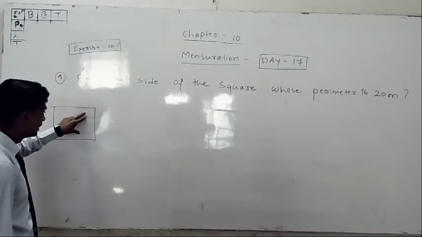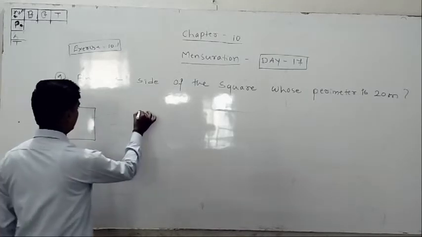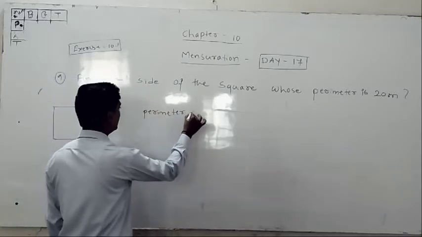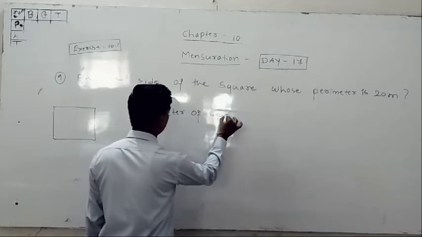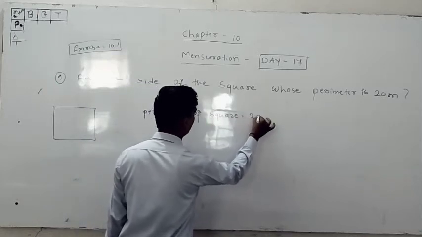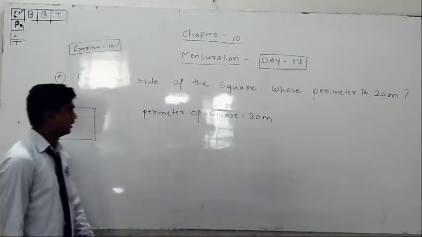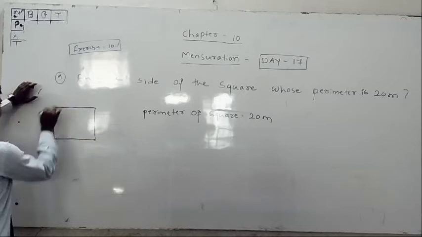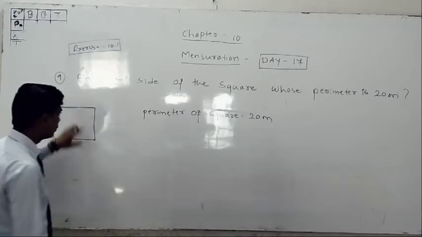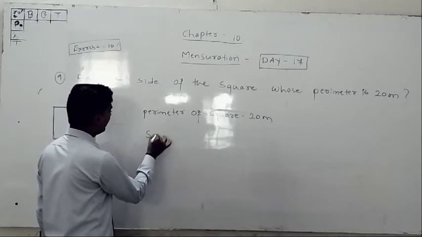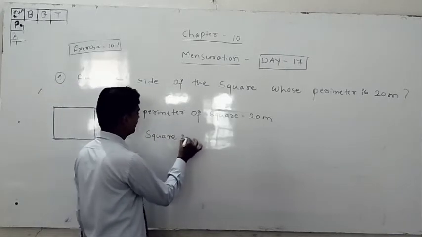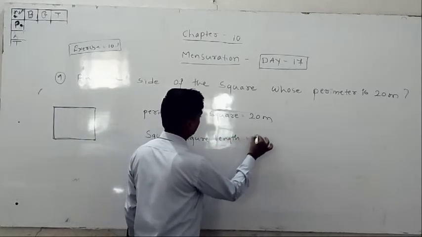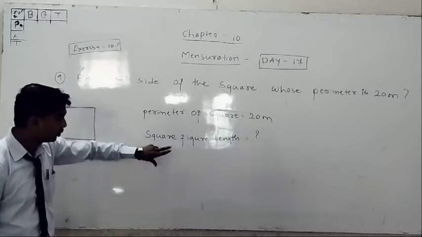This square figure's perimeter is given already. Perimeter of square is equal to 20 meter. Understood? This figure's perimeter is given first, but they don't know the square figure's length. Question mark. We don't know the length.